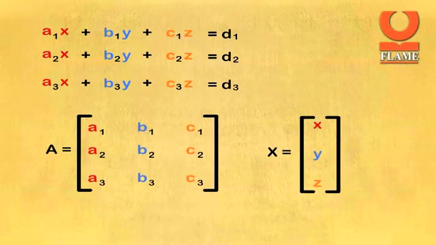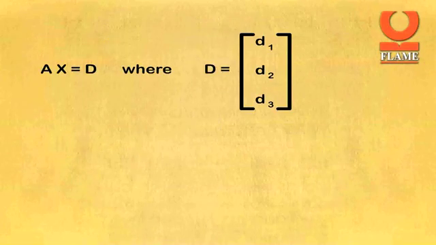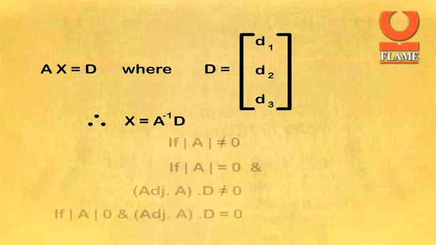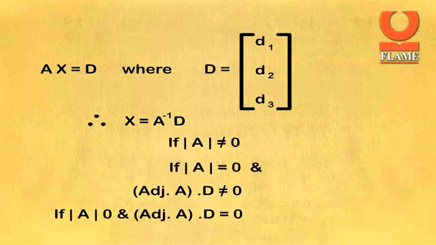I can represent the matrix A as [A1 B1 C1; A2 B2 C2; A3 B3 C3]. Matrix X can be represented as [x; y; z]. And we can say that AX is equal to D, where D is equal to [D1; D2; D3]. Therefore, X is equal to A inverse D, and we all know how to calculate inverse of the matrix, and so we can calculate X.